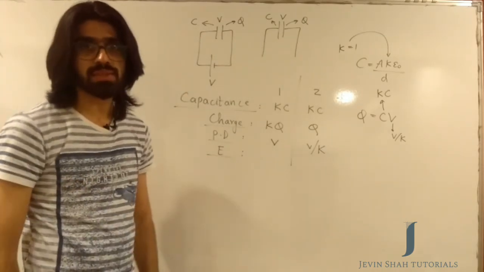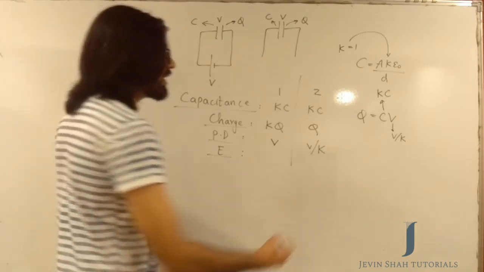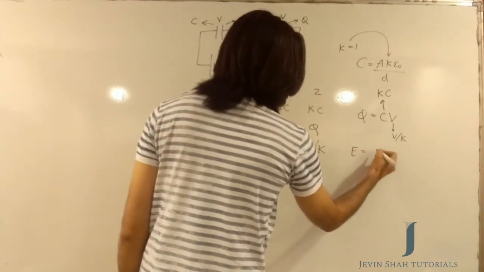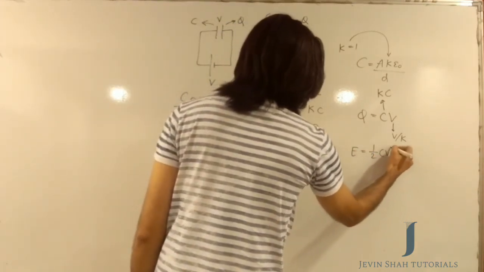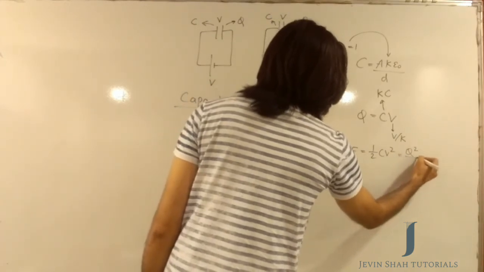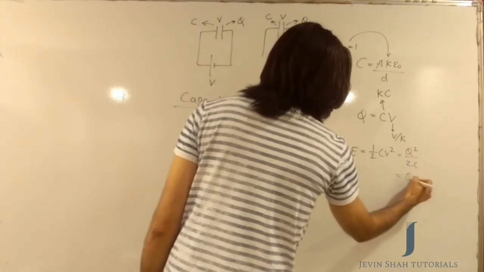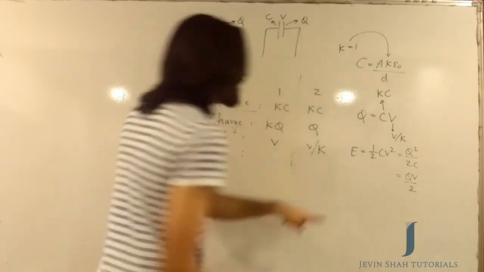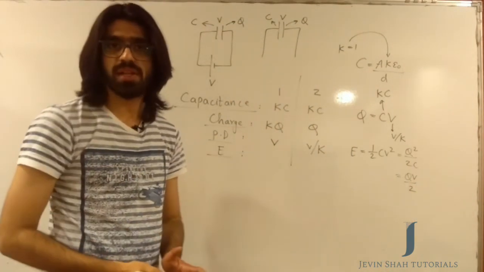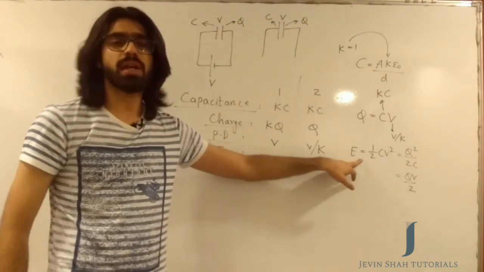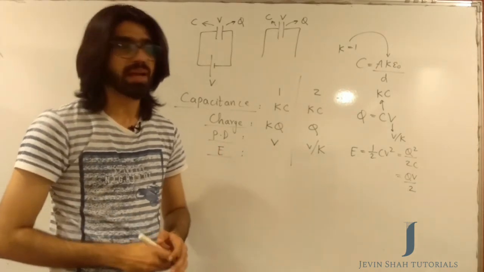Let's go ahead with energy. This is where a tricky thing appears. So energy, you can write it in three different ways. The formulae for energy are half CV square, Q square by 2C, or you can say QV by 2. You can check up for these formulae in the list of formulae that you have written. I've made you write down these formulae just a couple of minutes back.